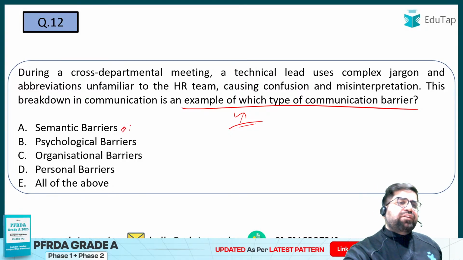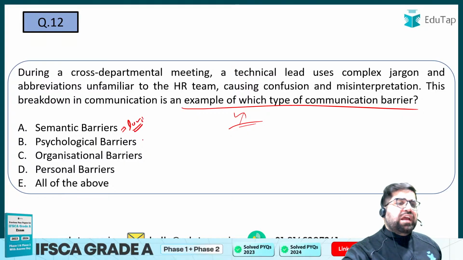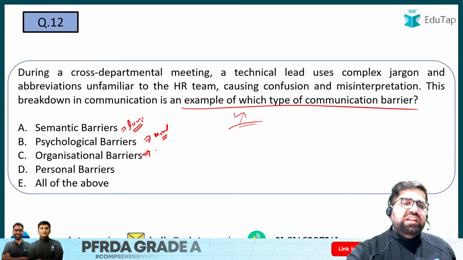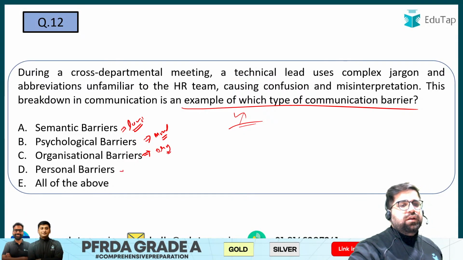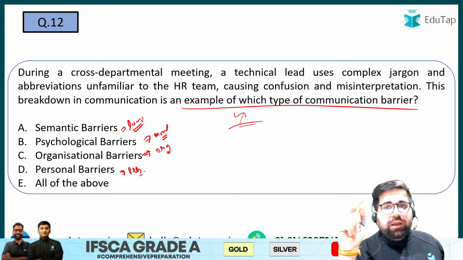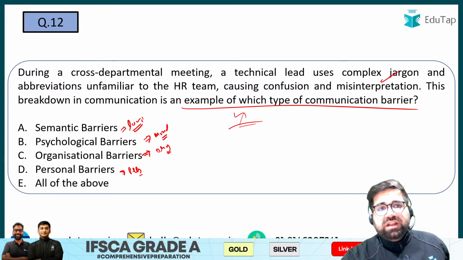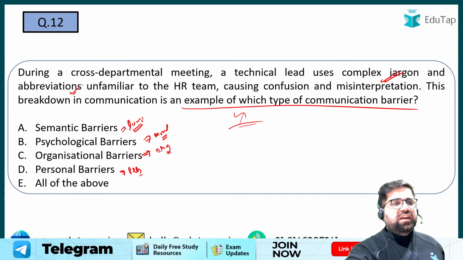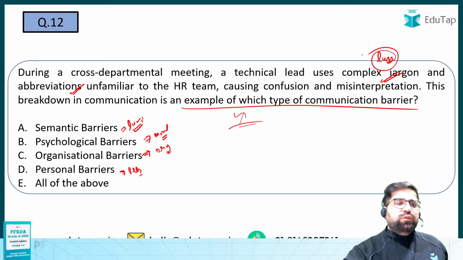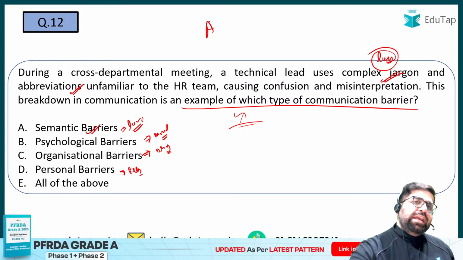Semantic deals with language, the science of language. Psychological deals with the presence of mind. Organizational deals with the facilities of the organization. Personal barriers basically deal with the personalities of two different people. Now the question says that you are using complex jargon and some unfamiliar abbreviations as well. So the language issue is there. Therefore the correct answer will be option number A.